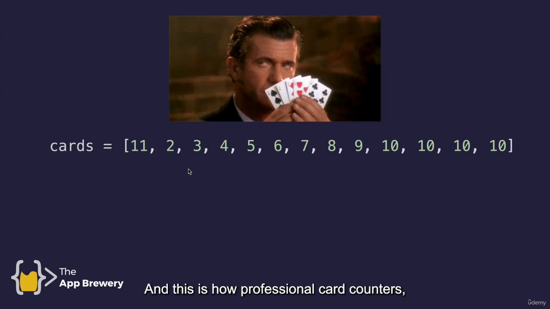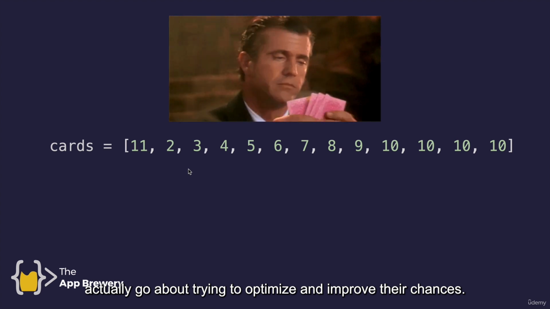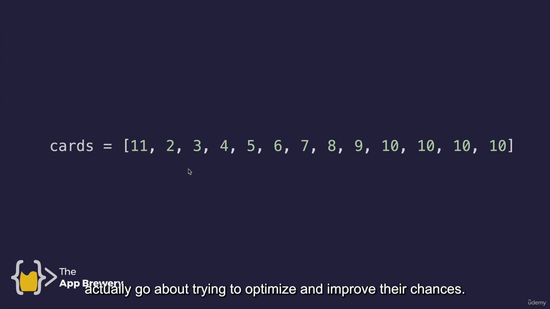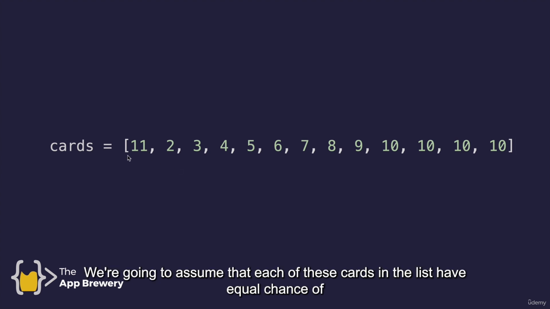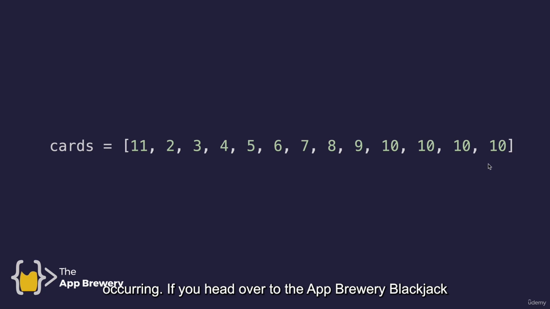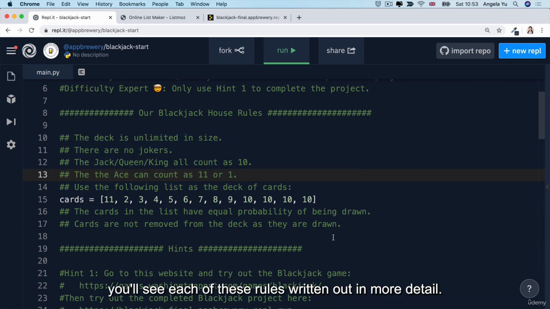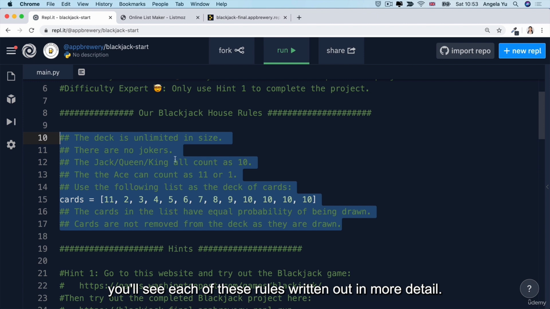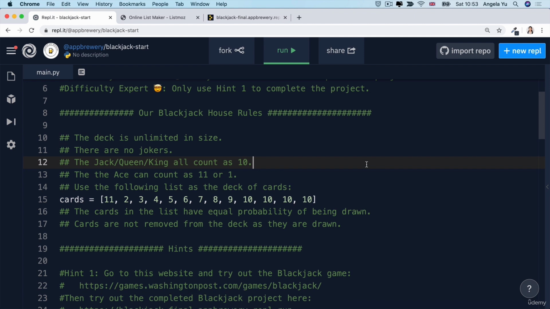And this is how professional card counters, the people that the casinos hate the most, actually go about trying to optimize and improve their chances. But in order to keep things simple in our game, we're not going to deal with things regarding probability or removing cards from the deck. We're going to assume that each of these cards in the list have equal chance of occurring. If you head over to the Blackjack starting project, you'll see each of these rules written out in more detail. Take a look at it so that you're aware what our house rules dictate.